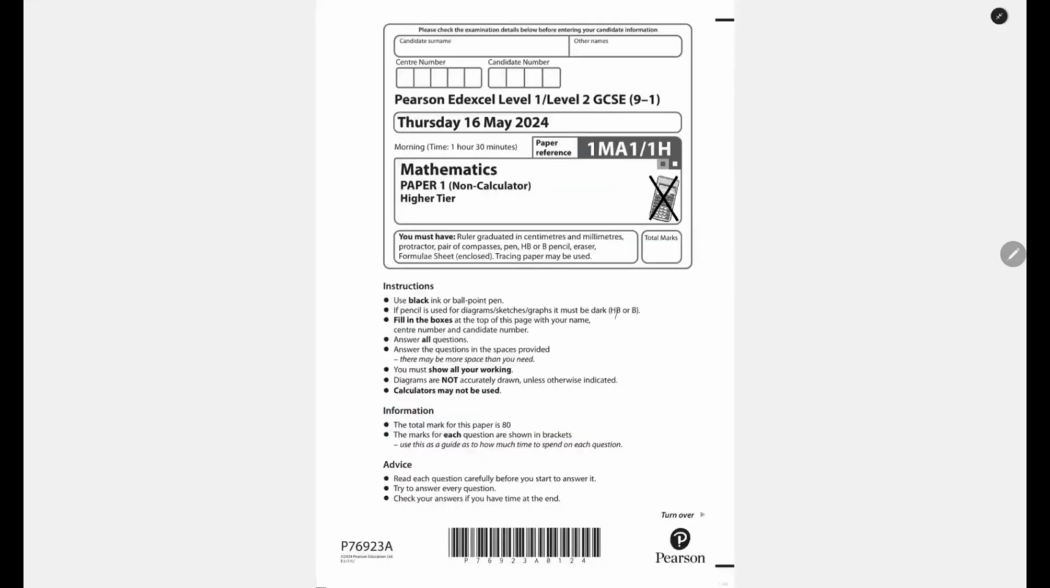And that brings us to the end of the paper. I hope that helped. I hope you were able to follow each and every question and understand how we tackled them to make sure that we get full marks.